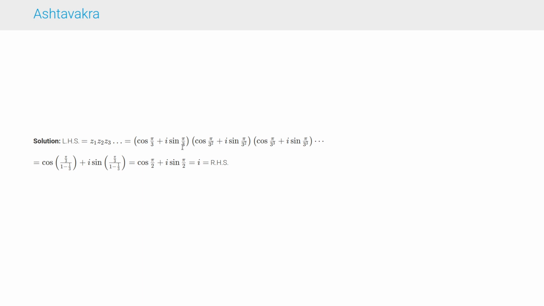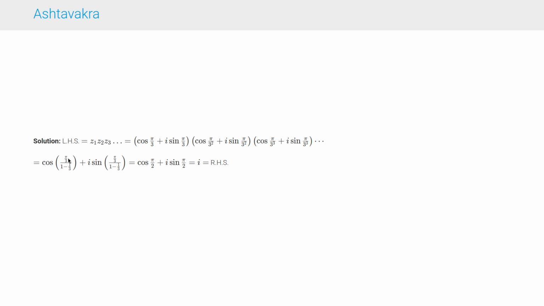Now you know that, say we have two complex numbers cos theta plus i sine theta and cos phi plus i sine phi, and if we multiply them, then the result is cos (theta plus phi) plus i sine (theta plus phi). So all these terms, pi by 3, pi by 3 square, pi by 3 cube, will get added. Now you see this is a geometric progression with first term pi by 3 and common ratio 1 by 3. So the sum of an infinite geometric progression is a by 1 minus r.